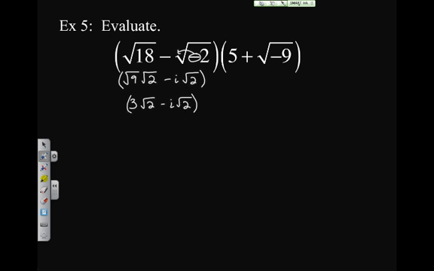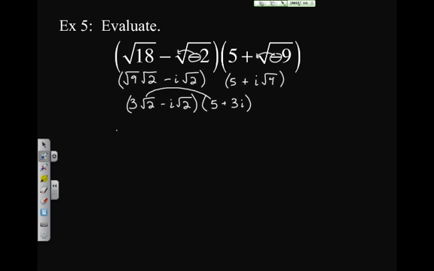And then here we have the 5 we can't do anything with, plus, take out the i, square root of 9, and that gives us 5 plus 3i, because the square root of 9 is 3. So now we just FOIL this out.